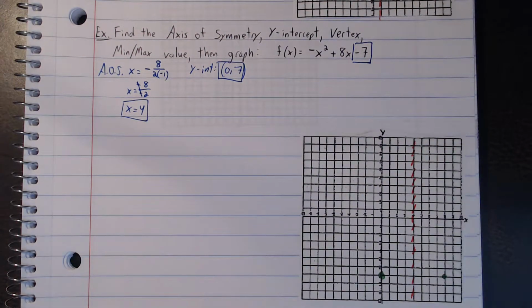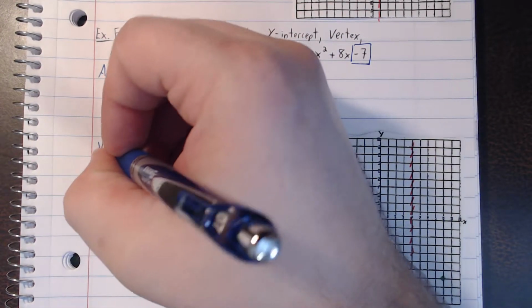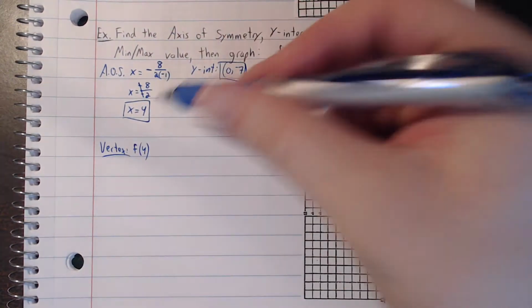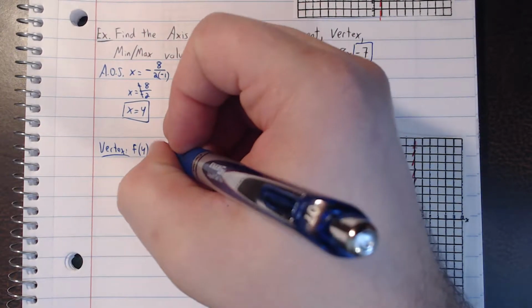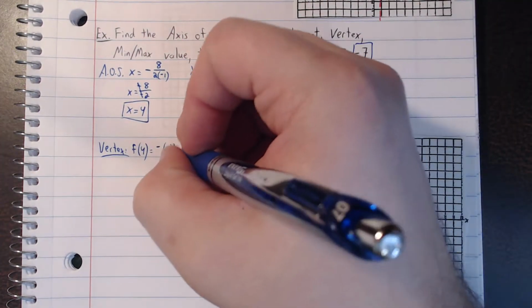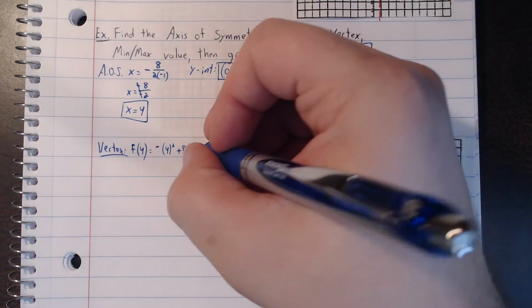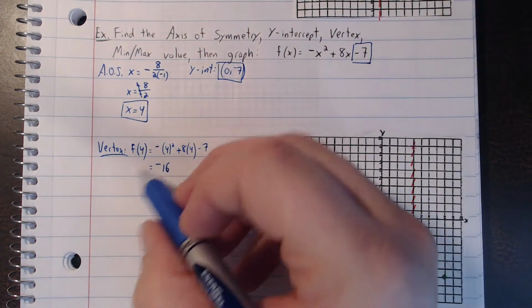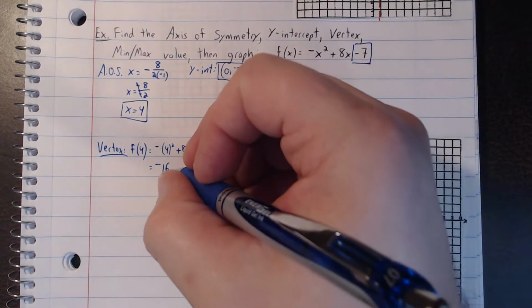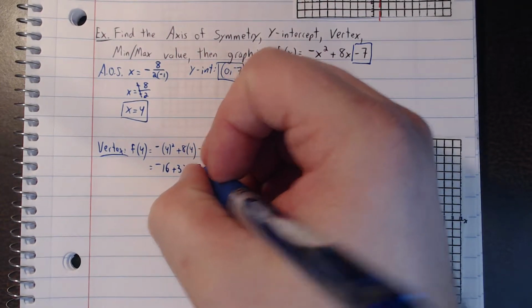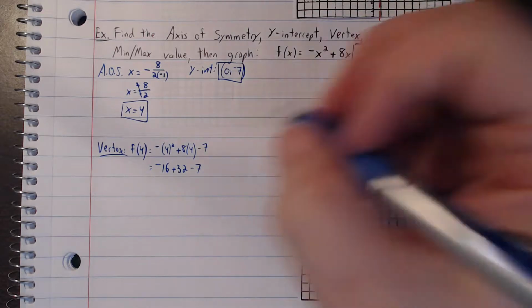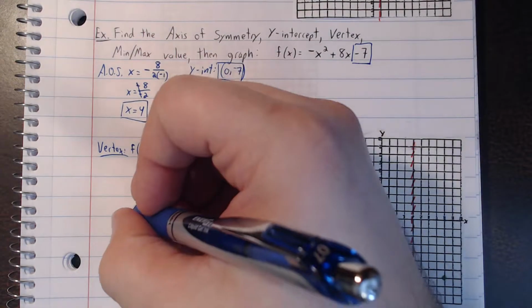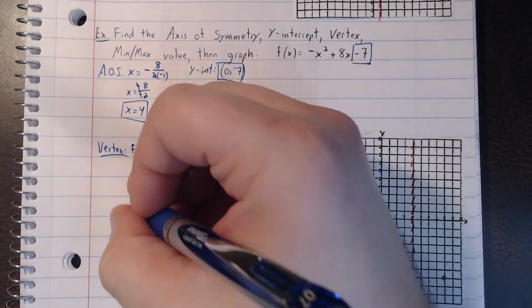Then we want the vertex. I'm going to be evaluating f at 4, because that was what our x coordinate was. So we have negative 4 squared plus 8 times 4 minus 7. 4 squared is going to give us 16 times that negative. We've got 8 times 4, which is 32, all minus 7. When we combine all of that, we end up getting 9. So our vertex is going to be 4, 9.